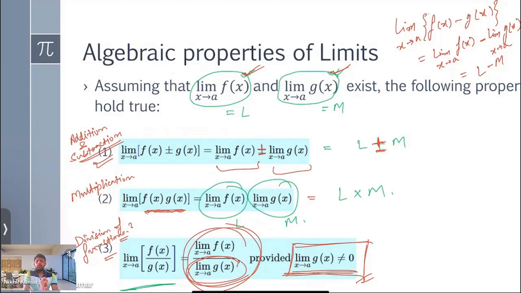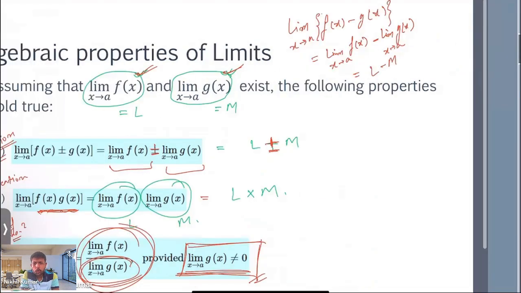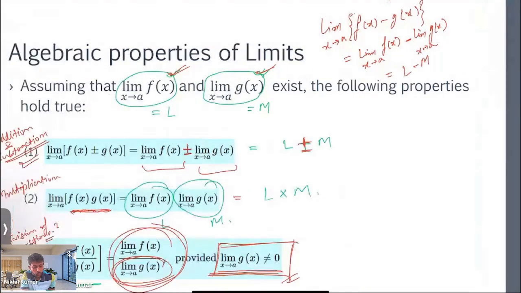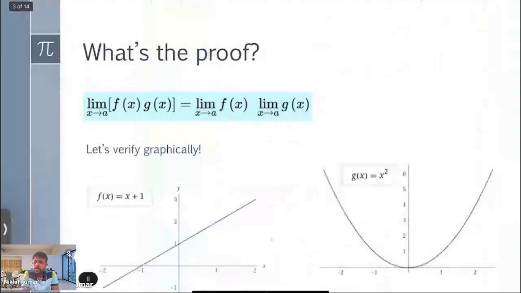Now, you will say, what's the proof of all these things? Well, the proof of this is currently out of scope for this session, but we are going to cover the proofs in upcoming sessions later. For now, all I can do is show you that these properties, these laws work. So what we'll do is we'll verify it.